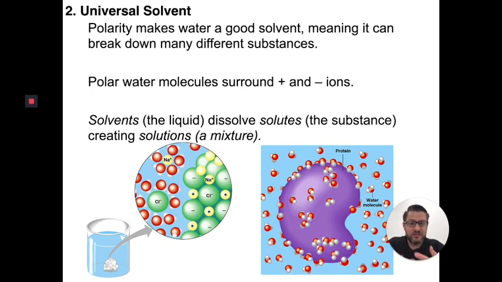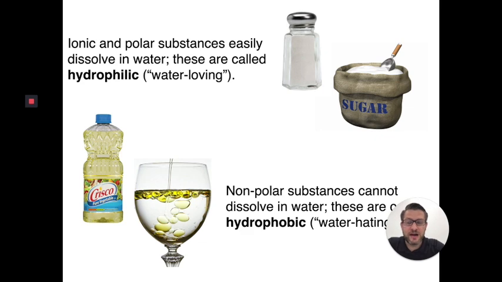Now, when you mix sugar into water, sugar also dissolves. But sugar is not an ionic compound. Sugar is actually a polar molecule. And since it is polar, it has a slightly positive and a slightly negative side as well. So water can work its action on that also. When you have ionic compounds or polar substances, they easily break down in water.